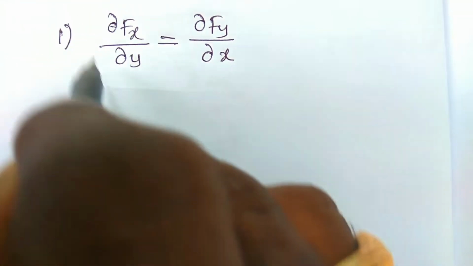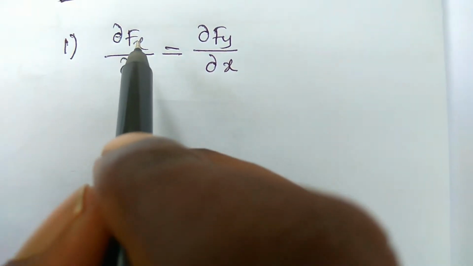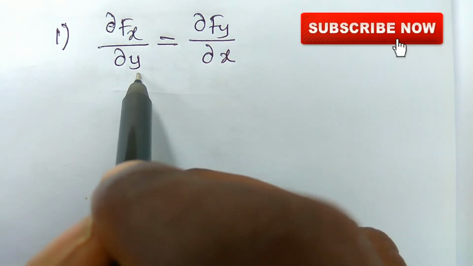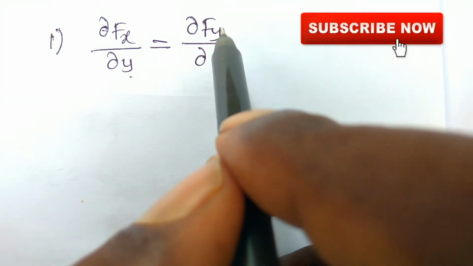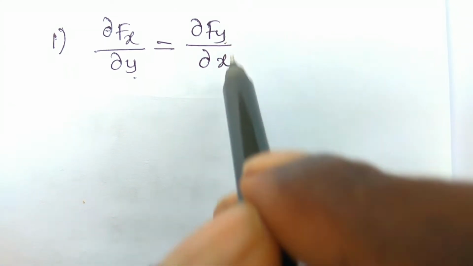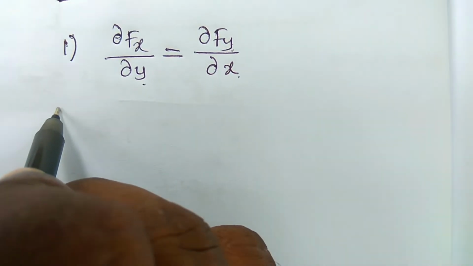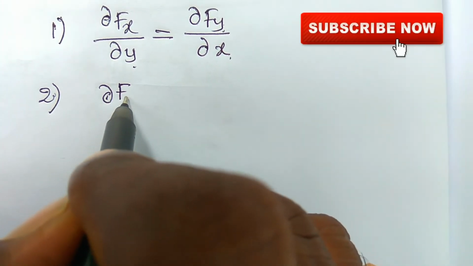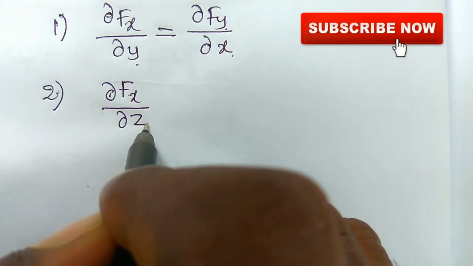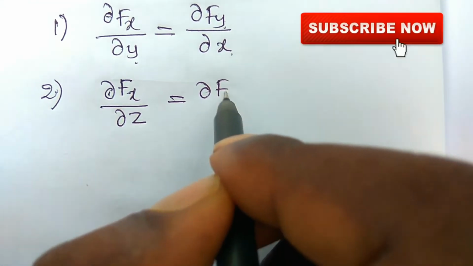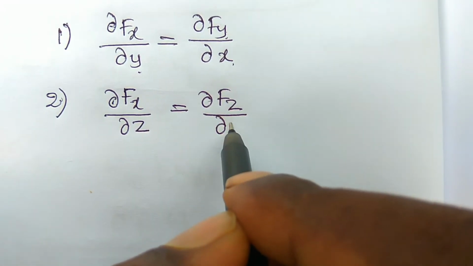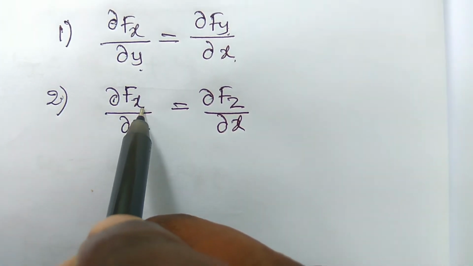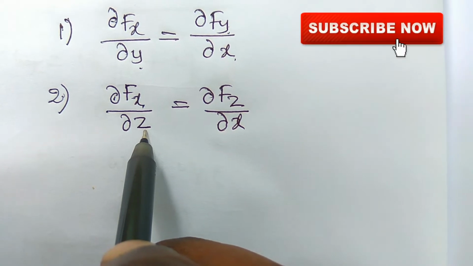This is nothing but differentiation: differentiation of the force along the x direction with respect to y, and differentiation of the force along the y axis with respect to x. And the second one is del Fx by del z is equal to del Fz by del x. Right? Differentiation of the force along the x direction with respect to z.